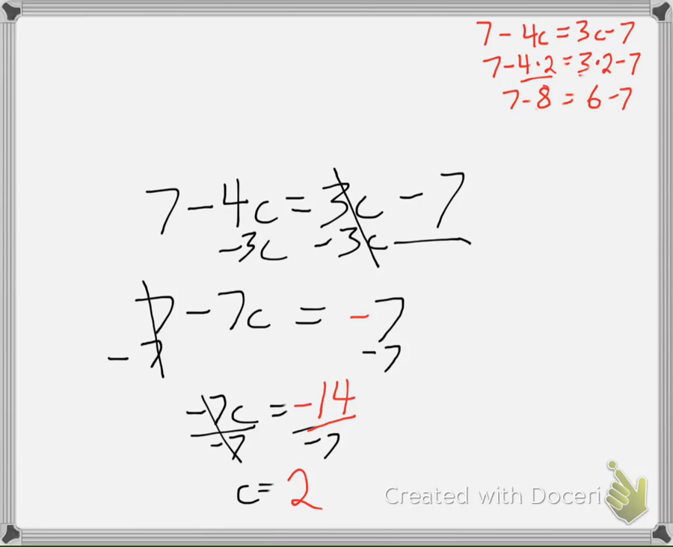And I get 7 minus 8, which is negative 1. And I get 6 minus 7, which is negative 1. Now my check does work out, so that tells me that C equals 2 is the correct solution. So you see how a check can help you.